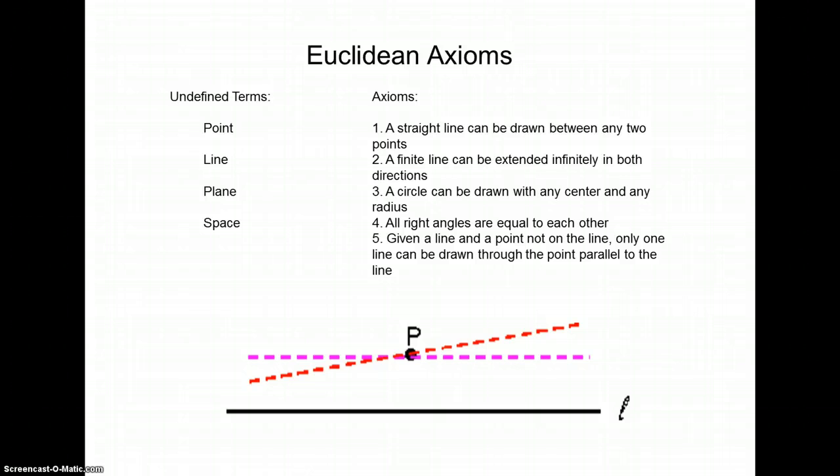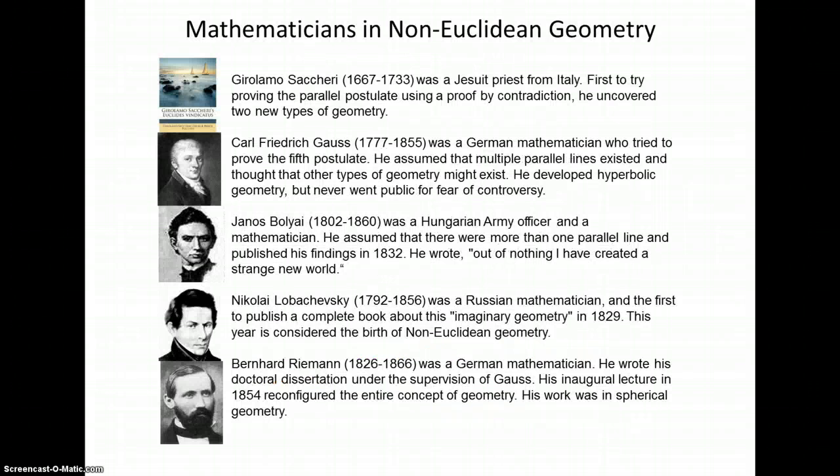Given a line and a point not on the line, only one line can be drawn through the point parallel to the line. That's a little bit convoluted, so here's a picture. We have line L and point P. We can draw one line through point P that is parallel to the line L. That's the pink line. Notice if we draw any other line, like the red one, through point P, that eventually it will cross line L. It can't be parallel if it crosses.